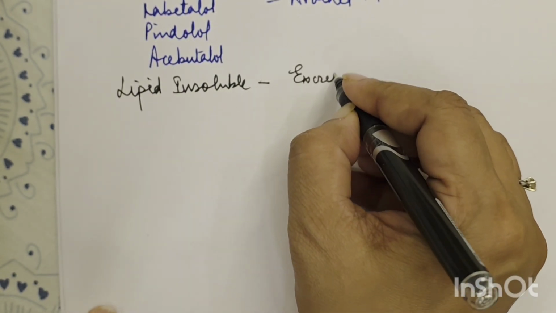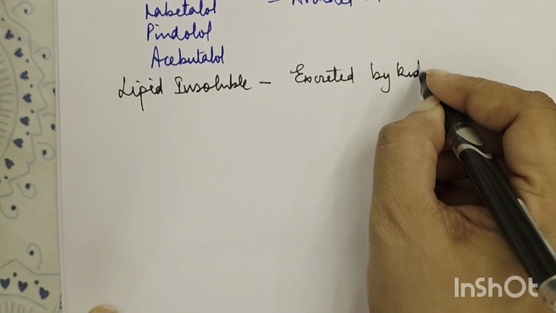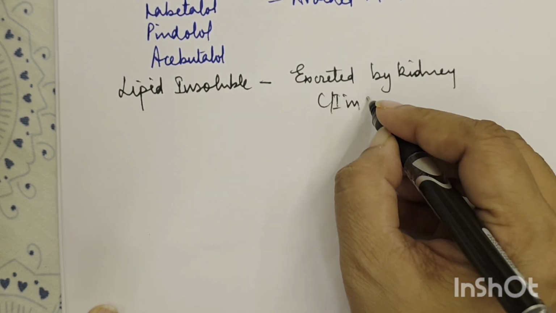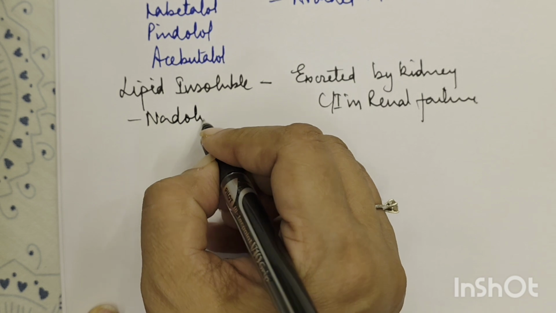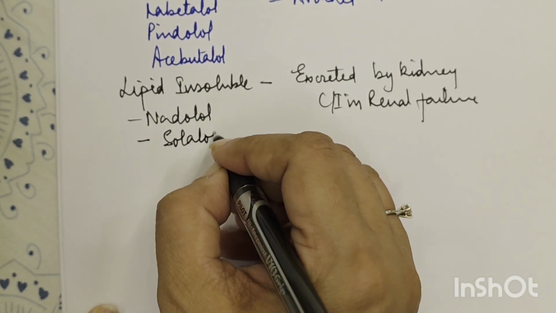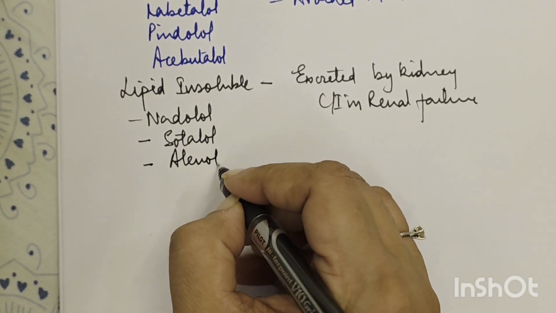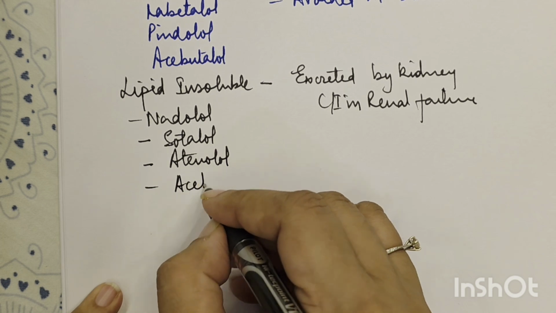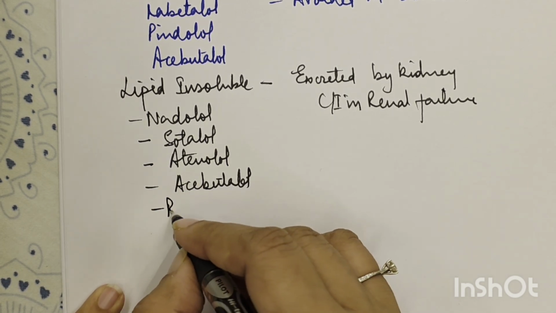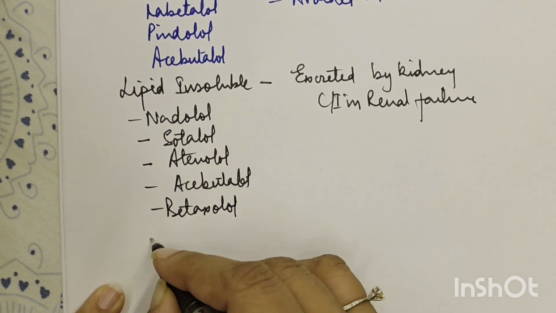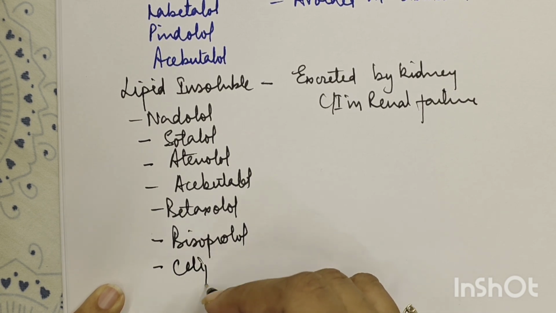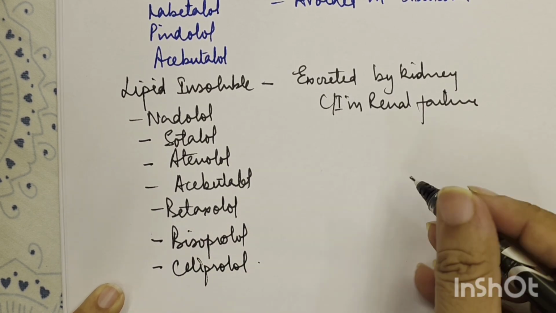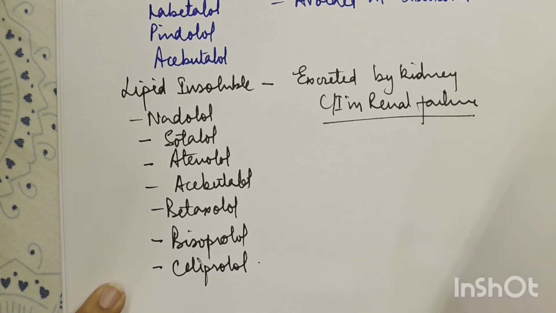Lipid insoluble drugs are excreted by the kidney, and they are contraindicated in renal failure. In this we have drugs like nadolol, sotalol, atenolol, acebutolol, betaxolol, bisoprolol, and celiprolol. So these are the drugs which are contraindicated in renal failure.